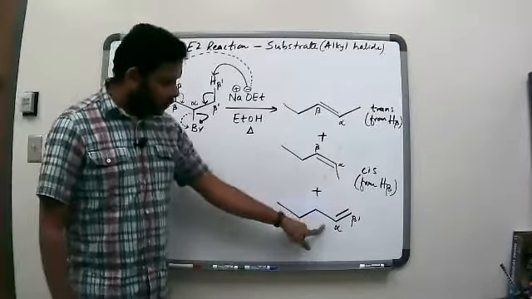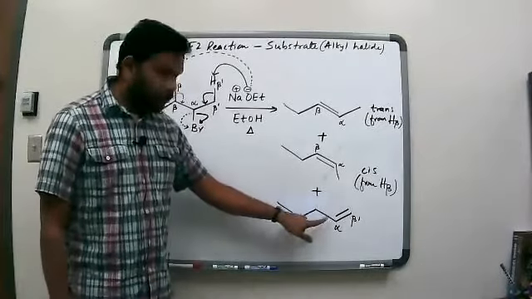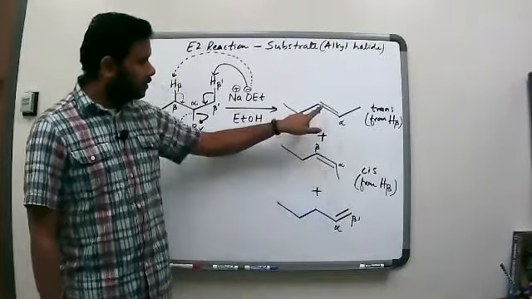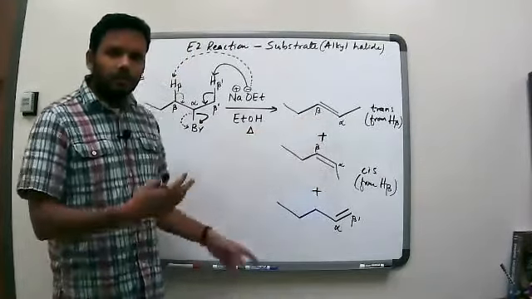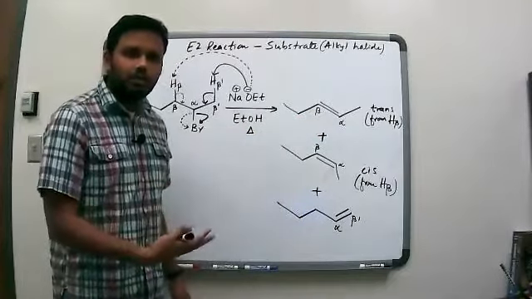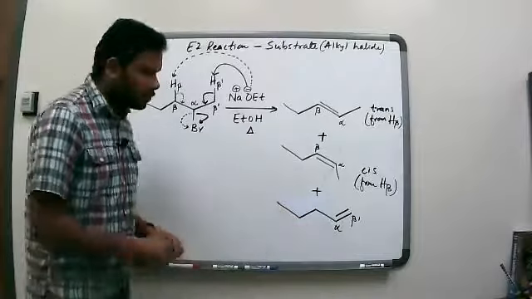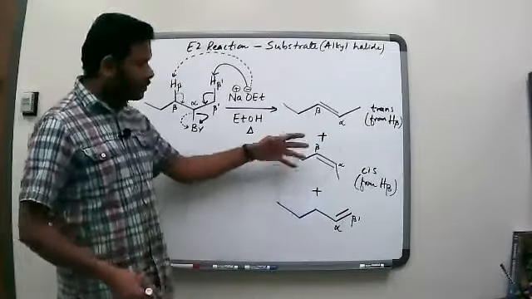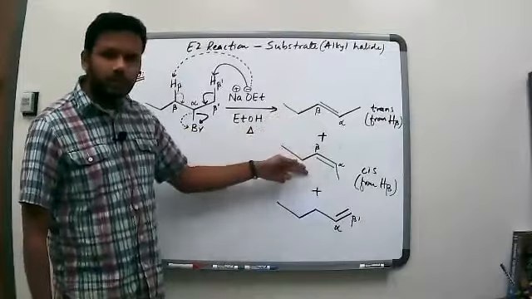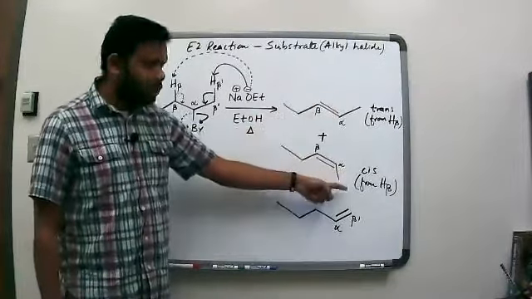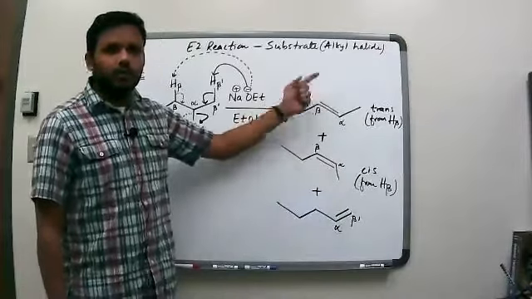So if you look at this structure at the bottom, this is monosubstituted, disubstituted, disubstituted. The more stable alkene is the major product. That means our major product is not this one, okay? So the major product is one of these two. Now, between these two, we have trans and cis, and we know trans is more stable than cis.